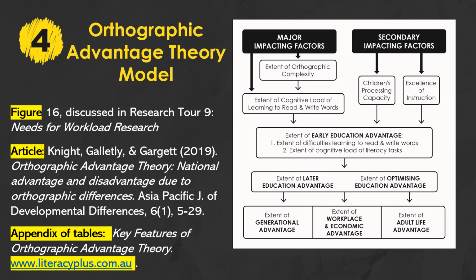Okay, going down to the bottom one, we've got, and I'll start from the right-hand side and go across, extent of adult life advantage. Adults who are highly literate do better on average in mental health, career opportunities, career training, income, you name it. Okay, then we've got extent of workplace and economic advantage. Have you noticed how much improvement nations such as Japan, China and Korea have done since the 1940s and 50s? When they moved to using two-stage early literacy with that beginner's orthography added in. They wiped out illiteracy and away they went.